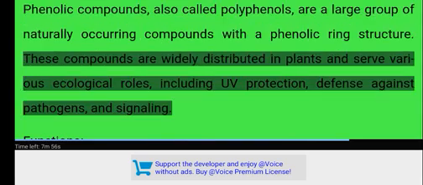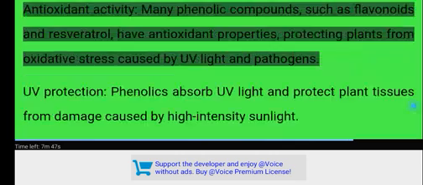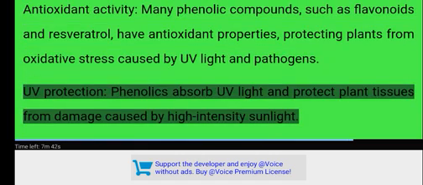structure. These compounds are widely distributed in plants and serve various ecological roles, including UV protection, defense against pathogens, and signaling. Functions. Defense. Phenolic compounds like tannins act as deterrents to herbivores due to their bitter taste and ability to bind proteins, making them indigestible. Antioxidant activity. Many phenolic compounds, such as flavonoids and resveratrol, have antioxidant properties, protecting plants from oxidative stress caused by UV light and pathogens. UV protection.